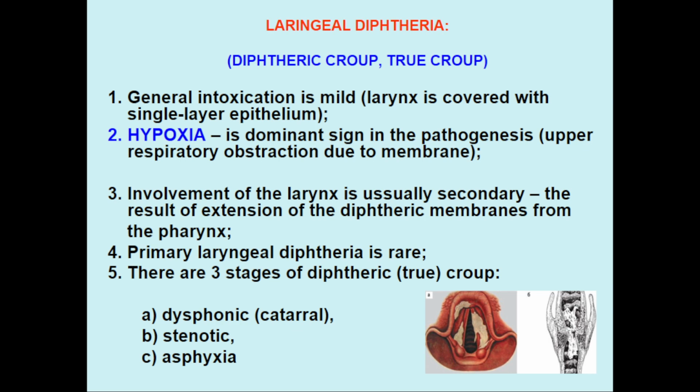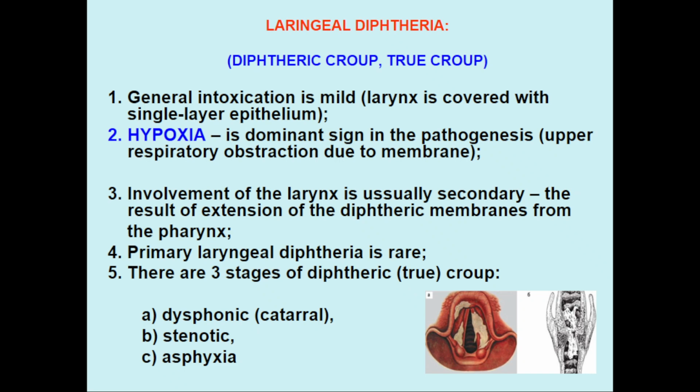Then, special form, laryngeal diphtheria. It may be a spreading of tonsil diphtheria or a separate form. Also, it's called diphtheric croup or true croup. General intoxication is mild. The larynx is covered with single-layer epithelium. Hypoxia is the dominant side in the pathogenesis, upper respiratory obstruction due to membrane. Involvement of the larynx is usually secondary, the result of extension of the diphtheric membranes from the pharynx. Primary laryngeal diphtheria is rare, but still may occur.